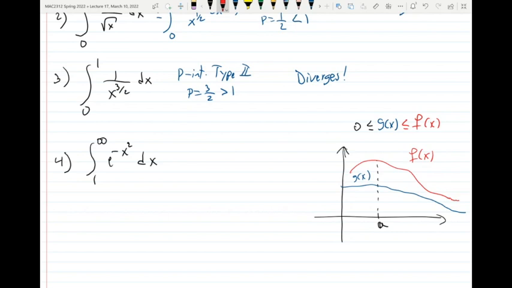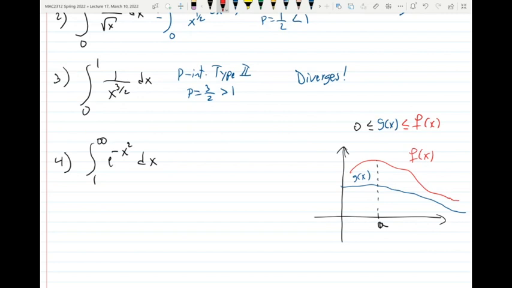Typically, you're given an integral like this, with a function that you really don't know how to deal with. But maybe you can find another function that you know how to deal with, and then you compare it with this one. Let's say that we have this comparison. If the top one I know converges, then the integral of the bottom one must converge. Just think about it in terms of area.